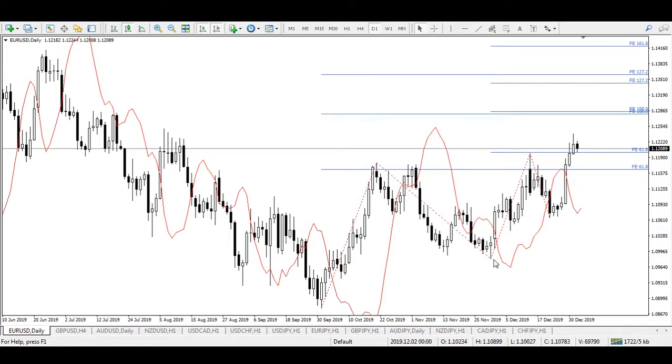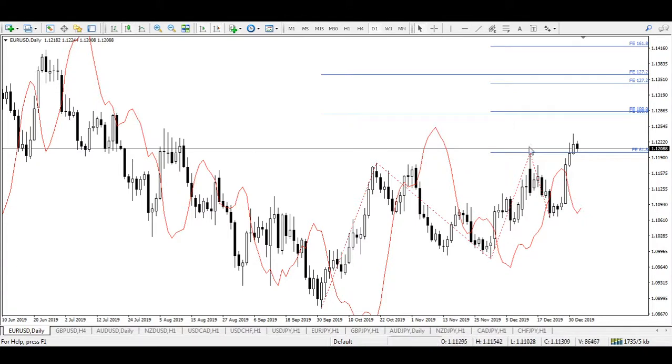ABCD. If we look at the current ABCD, let me remove the 61.8% of the previous ABCD, so the chart will look a little clutter free. One second. All right.